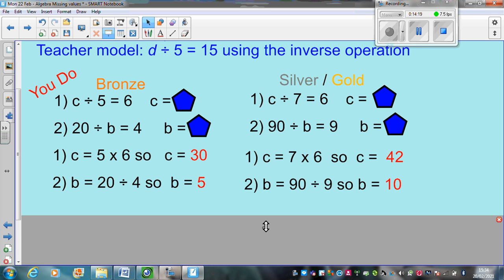Next, on to silver and gold. C divided by 7 equals 6, so C must equal 7 times 6, 42. We put that back into the calculation. 42 divided by 7 equals 6. Then we say 90 divided by B equals 9. Because the number comes first, we can't simply multiply. We need to say what is 90 divided by 9. Well, of course, that's 10. Put it back into the equation. 90 divided by 10 equals 9. And there are our answers.